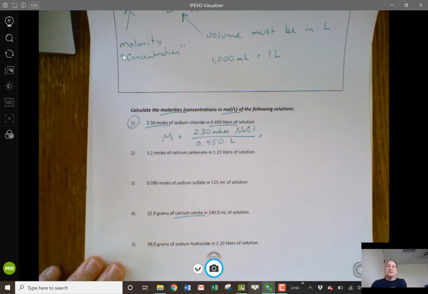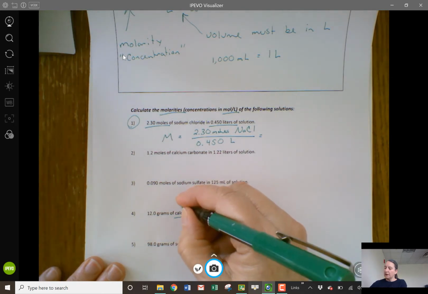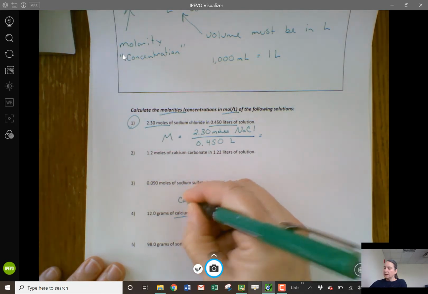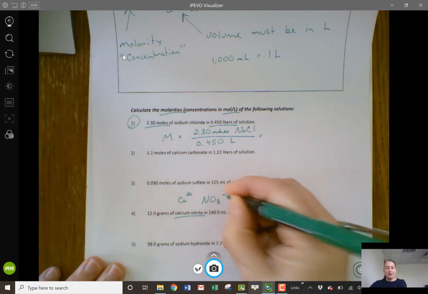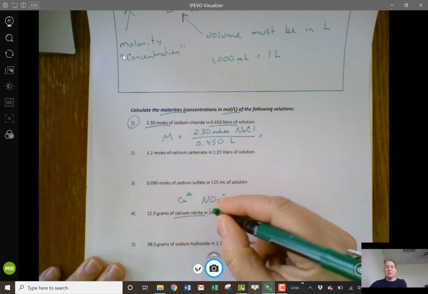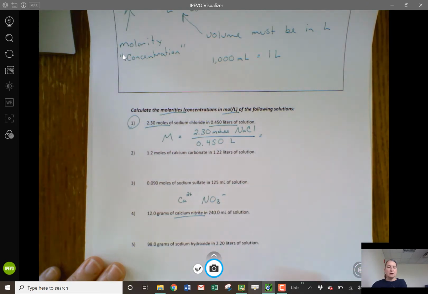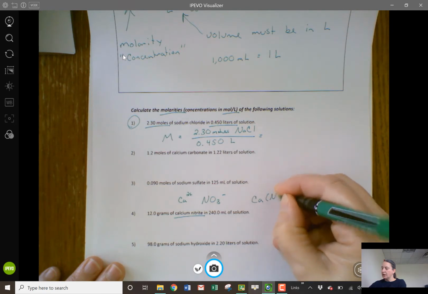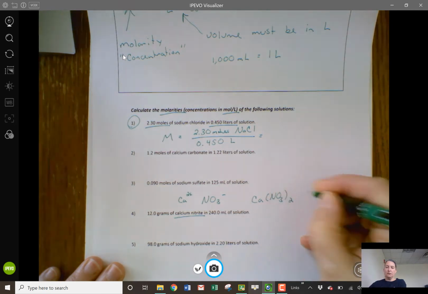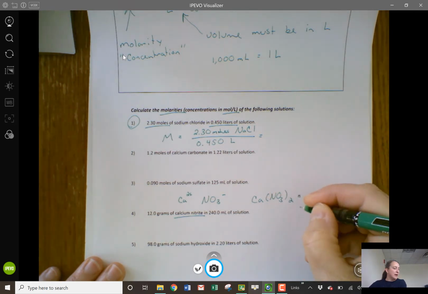Yeah, you have to know how to write the formula for calcium nitrate. Calcium has a +2 charge, so Ca with a 2+, and nitrate is NO3 with a minus charge. So using the balancing the charge method or crisscross method, your formula is going to be Ca(NO3)2, so there are 2 nitrates. Okay, I did a little work ahead.